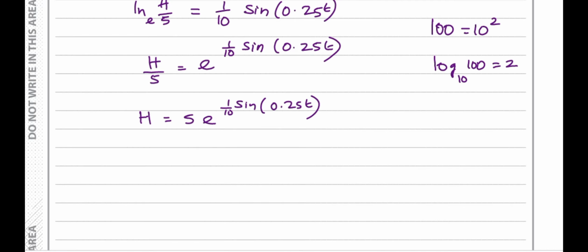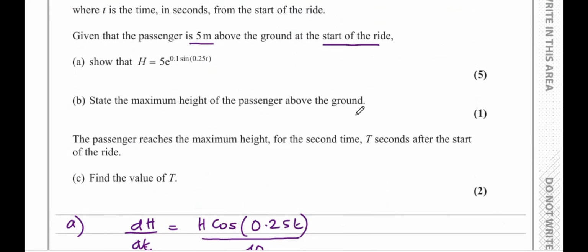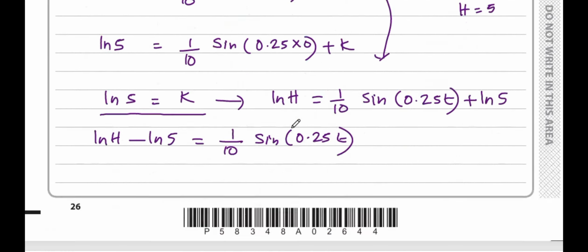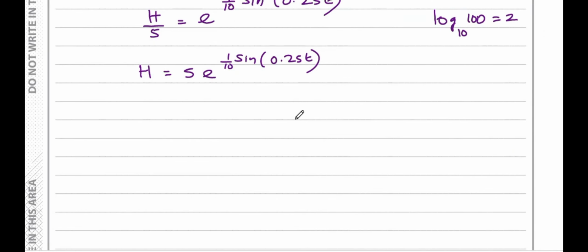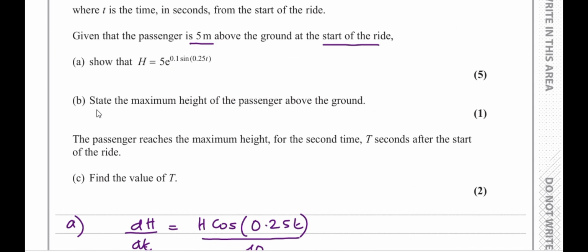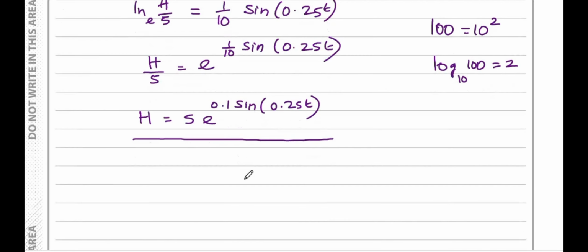So is that what the question wanted us to write? Let's have a quick look. h is equal to 5 e to the power of 0.1 sine 0.25t. So we can replace this 1/10 as 0.1. That's it. Part B. State the maximum height of the passenger above the ground. So we need to figure out what is h max from this equation.